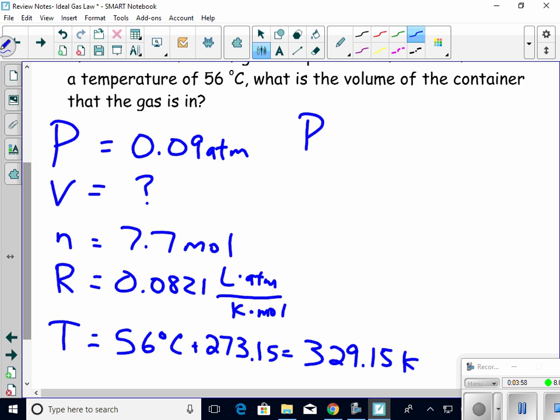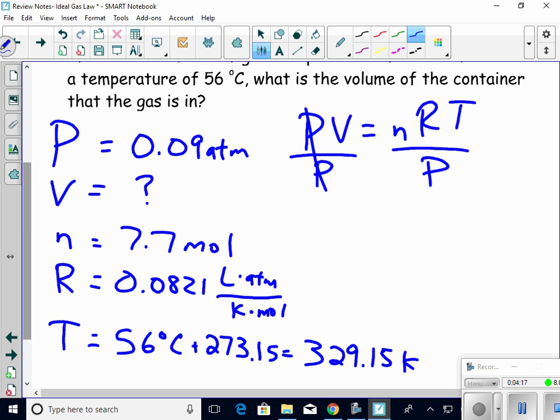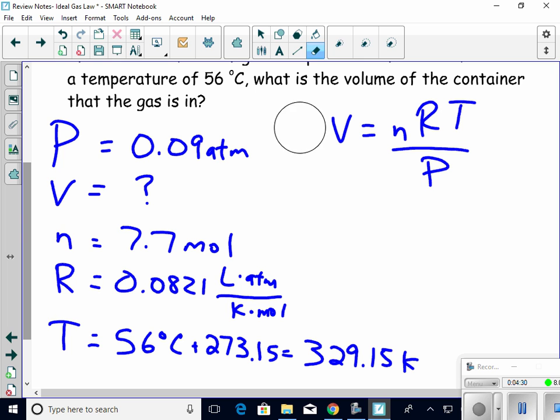I write back PV equals nRT. Now I've got to manipulate my equation to solve for my unknown. Okay, I'm looking right here that my unknown is volume. So in order to get the volume by itself, I divide both sides by the pressure. It's a nice, simple algebra equation. So here is my equation. V is equal to nRT over P.